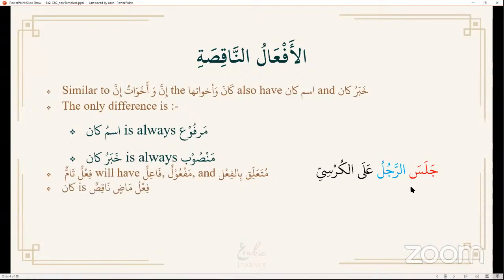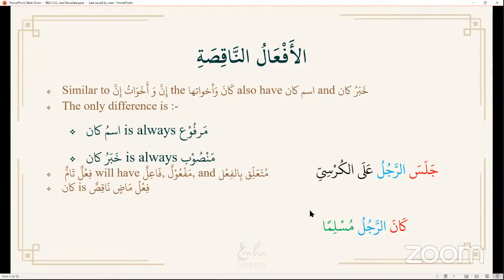Now what about this kana thing, which is fi'l madi and it is naqis? What about the sentence containing kana? For example, kana ar-rajulu musliman. Okay, the man was Muslim.